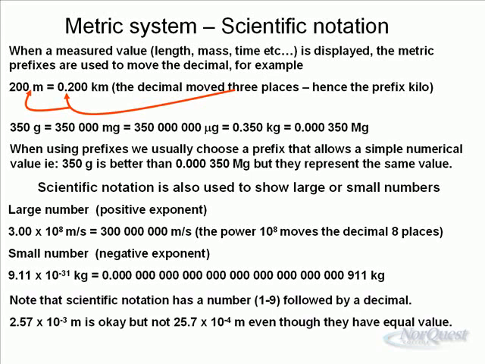And of course, you always have scientific notation with a single digit, 1 to 9, followed by a decimal, and then any more numbers that you want to put. All right, so 2.57 times 10 to the minus 3 meters is okay, but you wouldn't usually write a number in this form, 25.7 times 10 to the minus 4. They mean the same thing, but one is accepted form, the other one is not really accepted. Although many people use it, it's really not scientific notation.